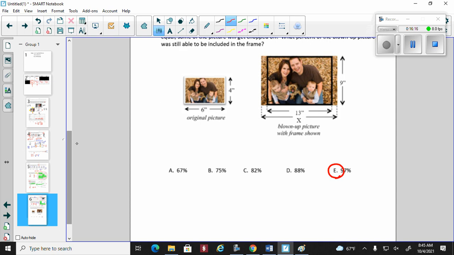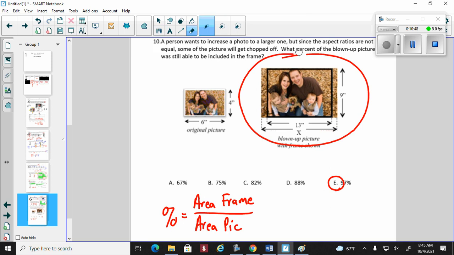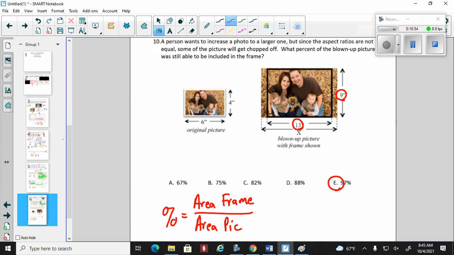All right, so remember the percentage we're dealing with is the area of the frame divided by the area of the actual picture. Basically what we're trying to find is how much can fit in that picture frame. So we've got to find the width and height of the frame, and the width and height of the actual picture. If you're pretty observant, you'll notice that the width and height of the frame is already there. So we have 13 and we have 9. So do the math. The area of the frame is given to you, basically 117.